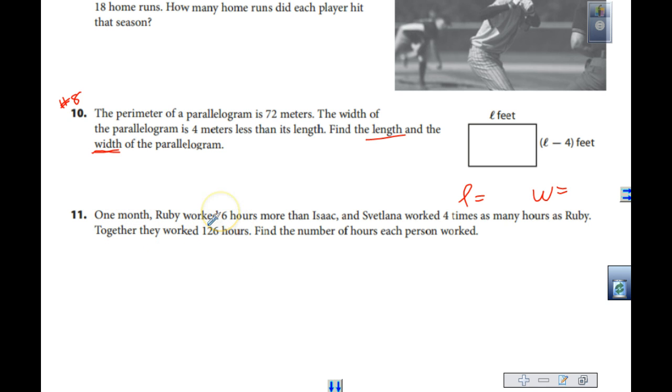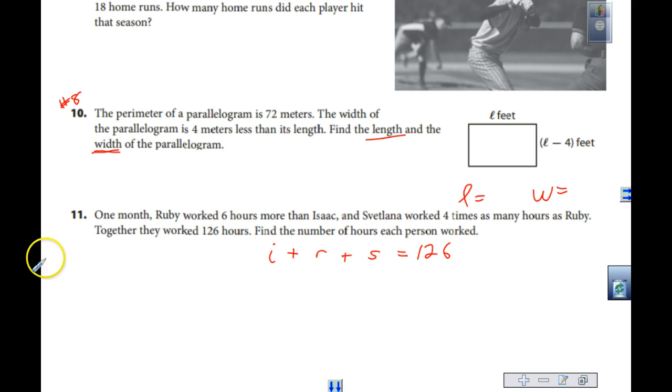Okay, first thing, how many people are there? 3. So start off with something simple, like Isaac plus Ruby plus Svetlana. They all add up to 126 hours. Start off with something simple. Try not to go, okay, one of these is going to be 6 plus R because of 6 more than that. Just start off with something simple, and let's just find out, can we write all these people's hours worked using one variable?